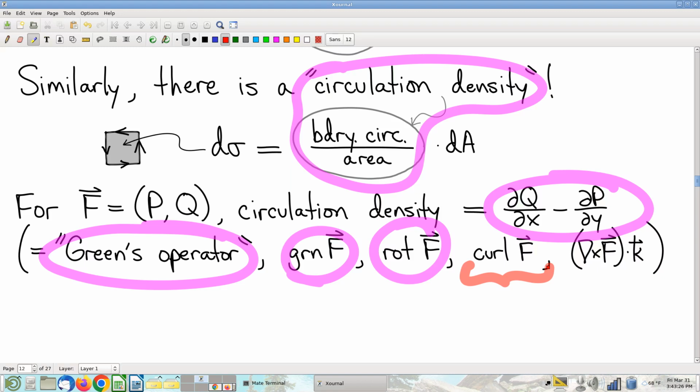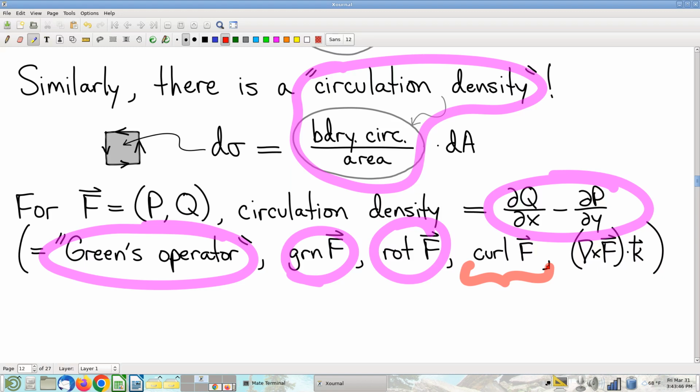This curl is a way of measuring the extent to which the fluid is kind of rotating. The three-dimensional curl we will talk about is also, in its way, a way of measuring to what extent the fluid is kind of rotating. So they have a lot in common. This is not an unreasonable notation.